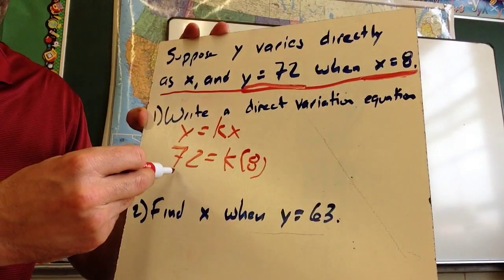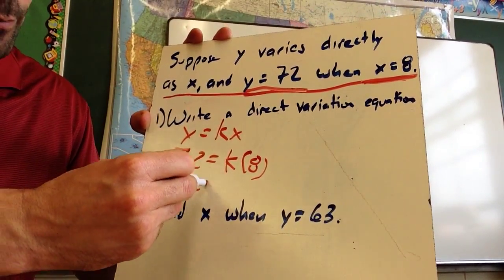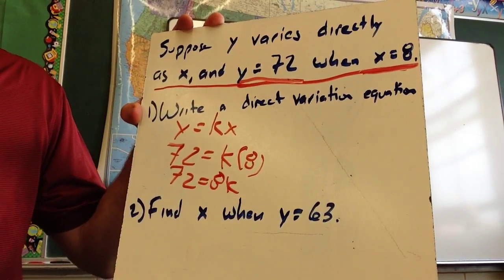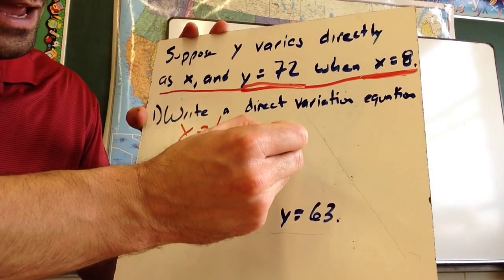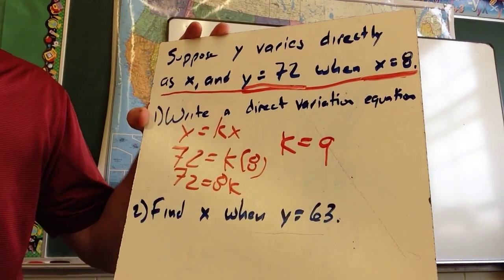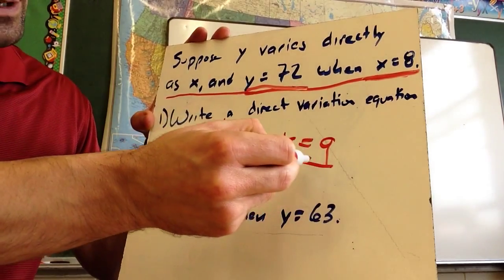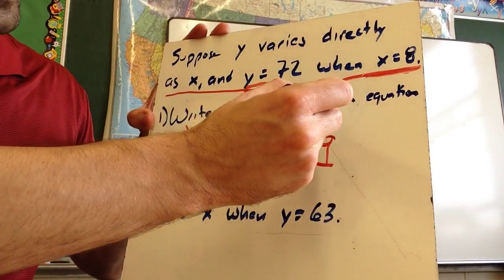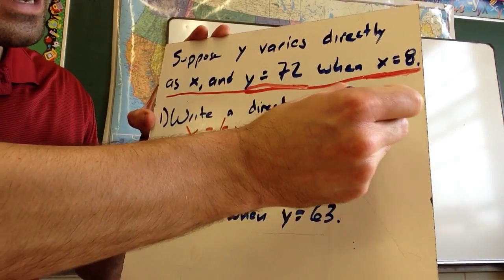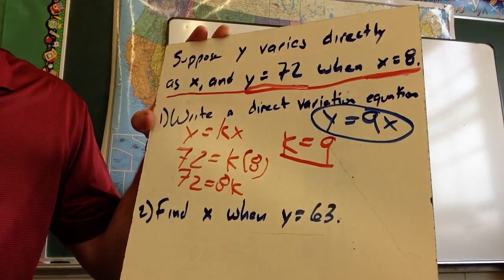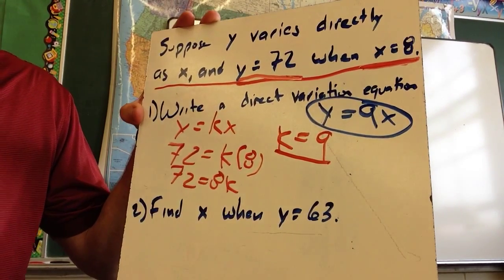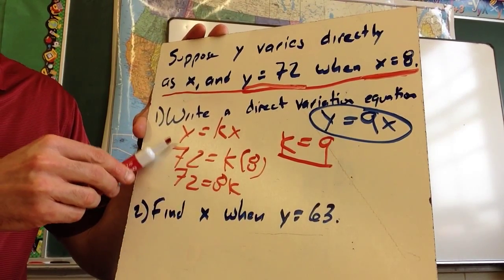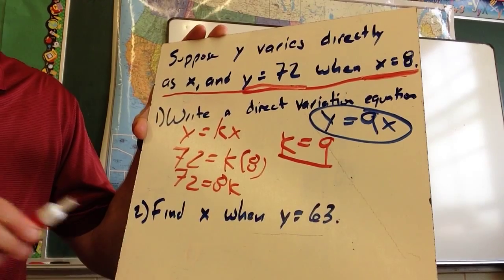In other words, if I rewrite this using the commutative property, 72 equals 8k. I would divide 8 to both sides, and I end up with k equals 9. Which means that if k equals 9, I'm going to take this, put it into my equation, and so my direct variation equation is y equals 9x. Now, just keep in mind that that means that 9 is my slope for this line. So then when I come down to this second part, and usually there are two parts, the first one is to find what k equals, and the second one is now using that equation.